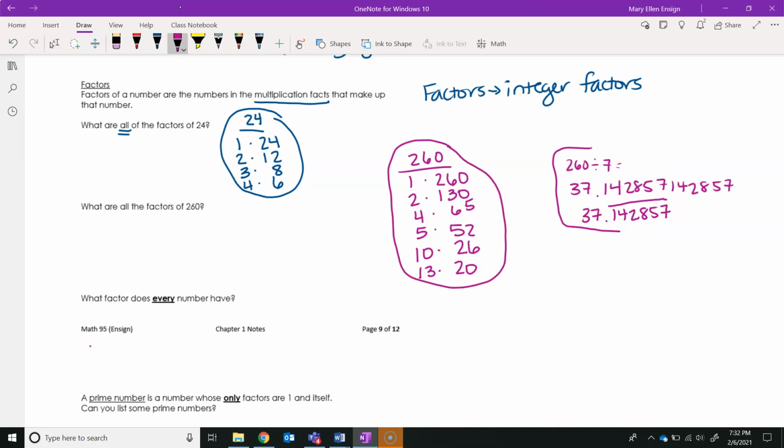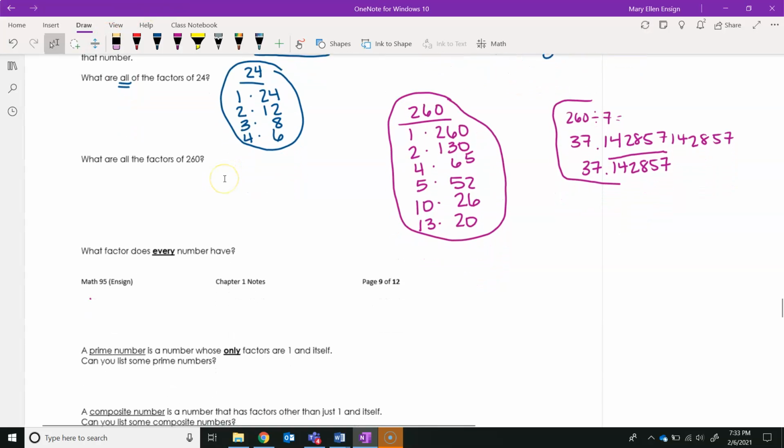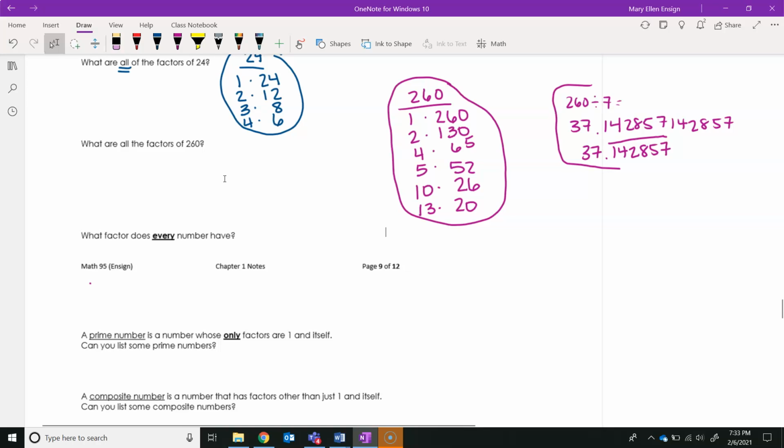Okay? And we're going to be doing some things later on in the semester, especially what we call factoring, where we need to have all the factors, because if we miss a pair, that might be just the one we need for our problem. So we need to have this way to find all of the factors. What factor does every single number have? Well, every single number has the factor of 1, okay? And also, every single number also has itself as a factor, because 1 times itself is that number.